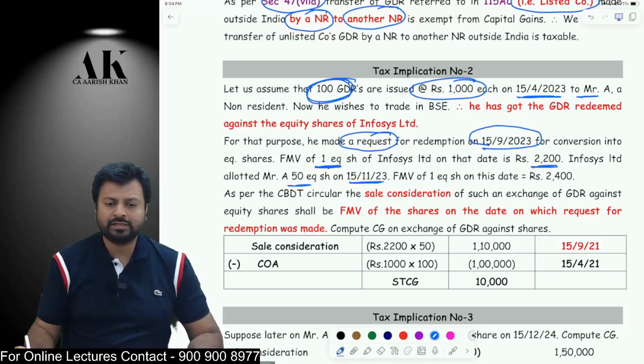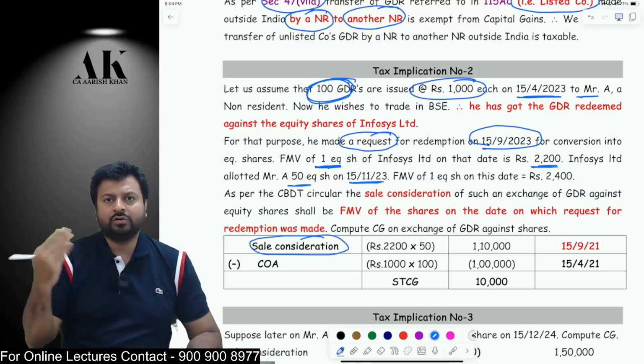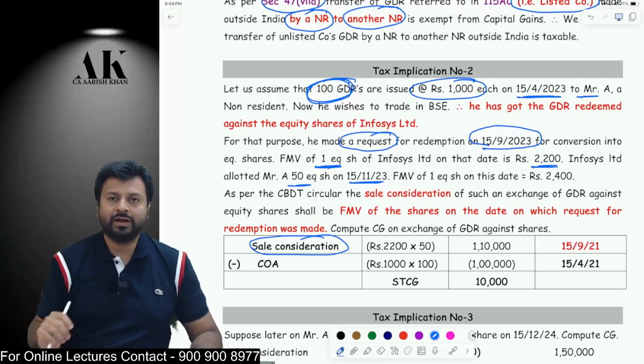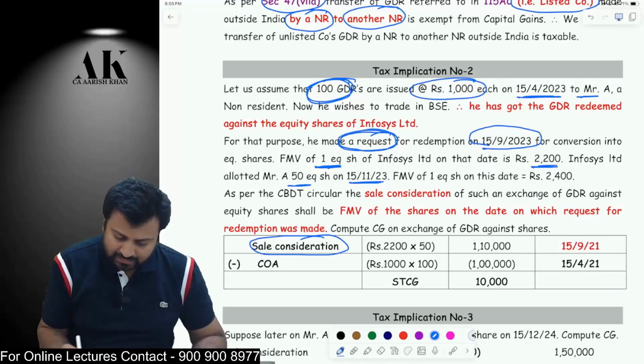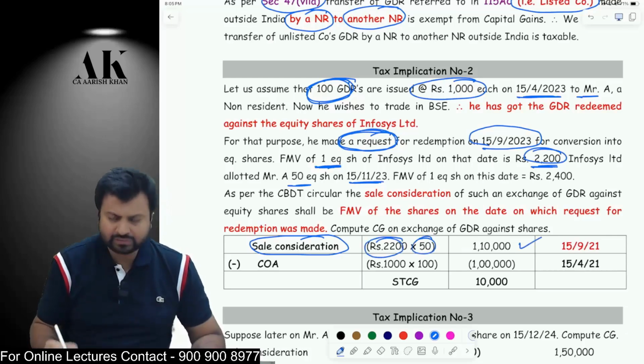So how will the capital gains be chargeable now? The capital gains will be sale consideration. Whatever you have received, you have to take the market value of that. What you have received? You have received 50 shares. Which date's market value? The date on which I made the request or the date on which I got the shares? The law says that you should take the market value of the date on which you made the request. The date on which I made the request, the market value on that date was 2,200 rupees. So 2,200 into 50 shares, this will be my sale consideration.